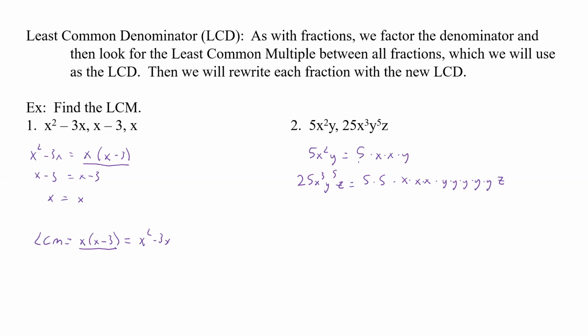Looking at this, we have one 5 here and two here, so we take the most times it occurs in one factoring. So our LCM is going to be 5 times 5. Now we have 2 x's here, but we've got 3 here, so we'll take x times x times x. We only have 1 y here, but we've got 5 here, so I'm just going to write y to the 5th. And then we have z here. So our LCM is really just going to be 25, x to the 3rd, y to the 5th, z.